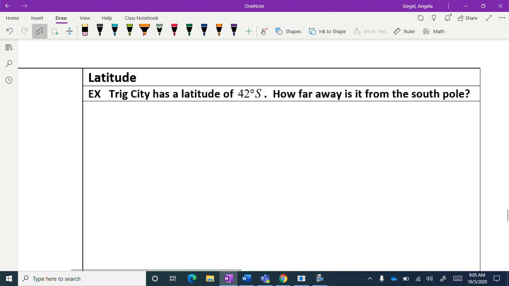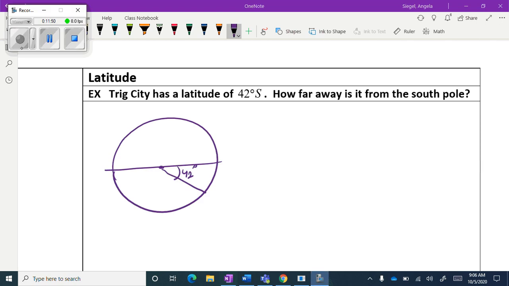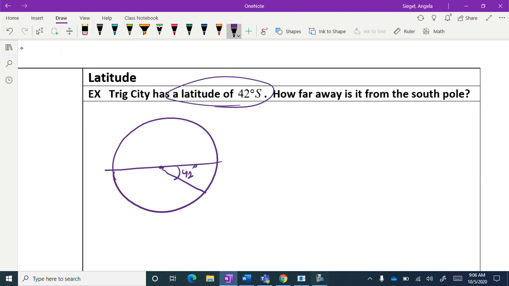And we're going to talk about this. This kind of takes a little bit of a detour here. The first thing that you need to realize is that lines of longitude and latitude are kind of the same thing that we've talked about. So this is the equator and it's 42 degrees south. So we're going to be down this way. So it kind of has to do with bearings.